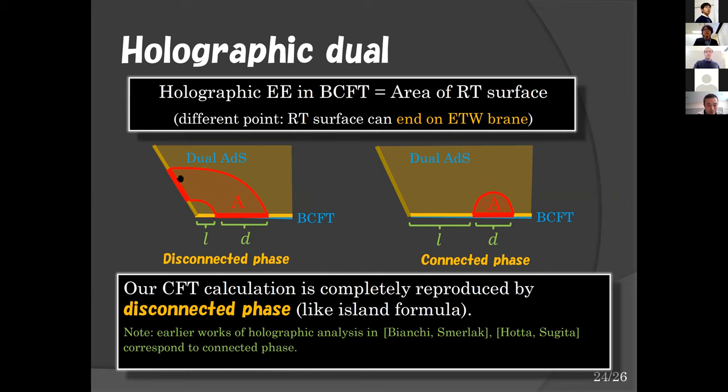And in this case, the Ryu-Takayanagi formula is modified in that the Ryu-Takayanagi surface can end on this end of the world plane like this. And so we have two phases like this. And actually, the BCFT calculation is completely reproduced by this disconnected phase, like the island formula. And I can comment that our work on holographic analysis of the Page curve, the moving mirror setup here by Akal, Hotta-san, Sugita-san, corresponds to this connected phase. This is a comment.